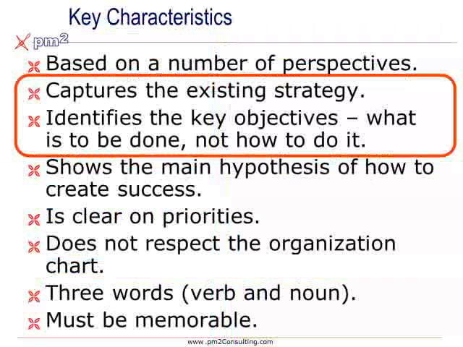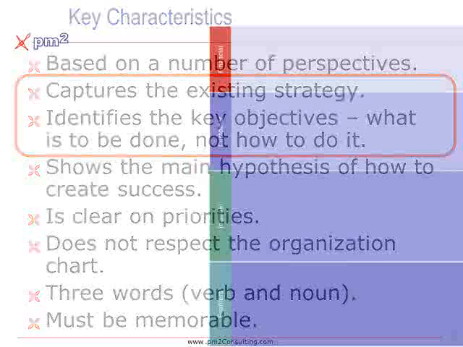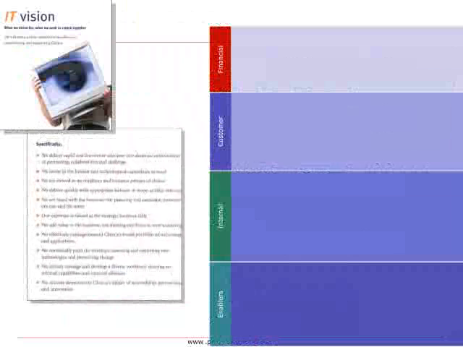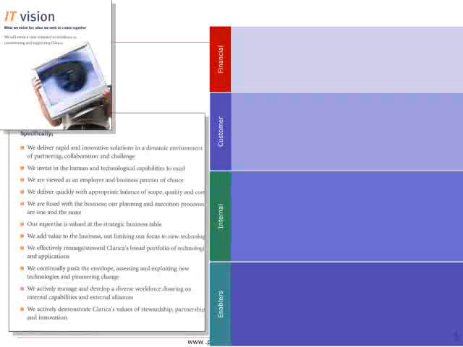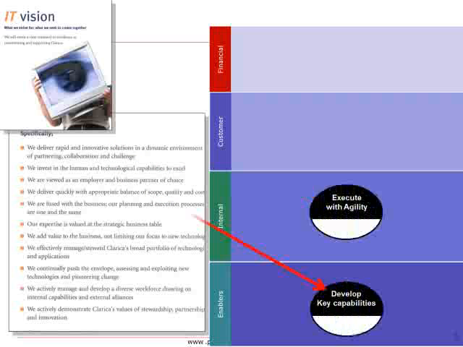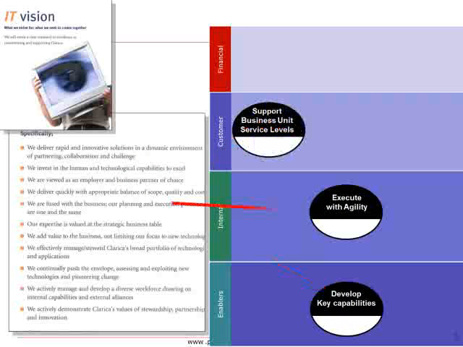Secondly, make sure that it captures the existing strategy and identify the key objectives, what's to be done, not how to do it. So if we take those objectives, and in this case we'll use the example of the IT division within Sun Life, there are a number of specific vision statements that they identified. For example, we need to be able to execute with agility, develop the key capabilities, and so forth.